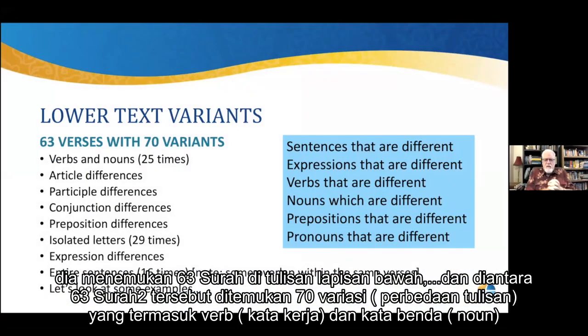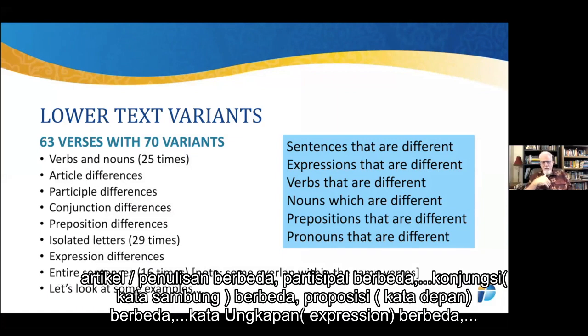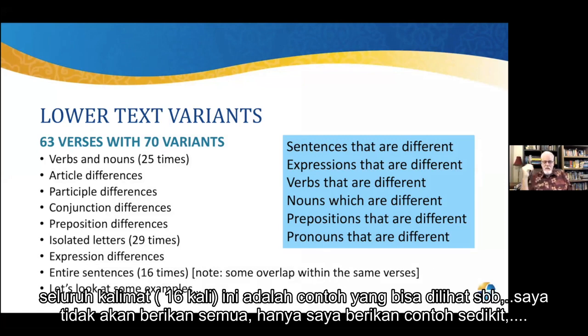She found that there were 63 verses in the lower text, and within those 63 verses, there were 70 variants, which include verbs and nouns, articles different, participle differences, conjunction differences, preposition differences, isolated letters, expression differences, entire sentences. Some of the examples that we can look at.